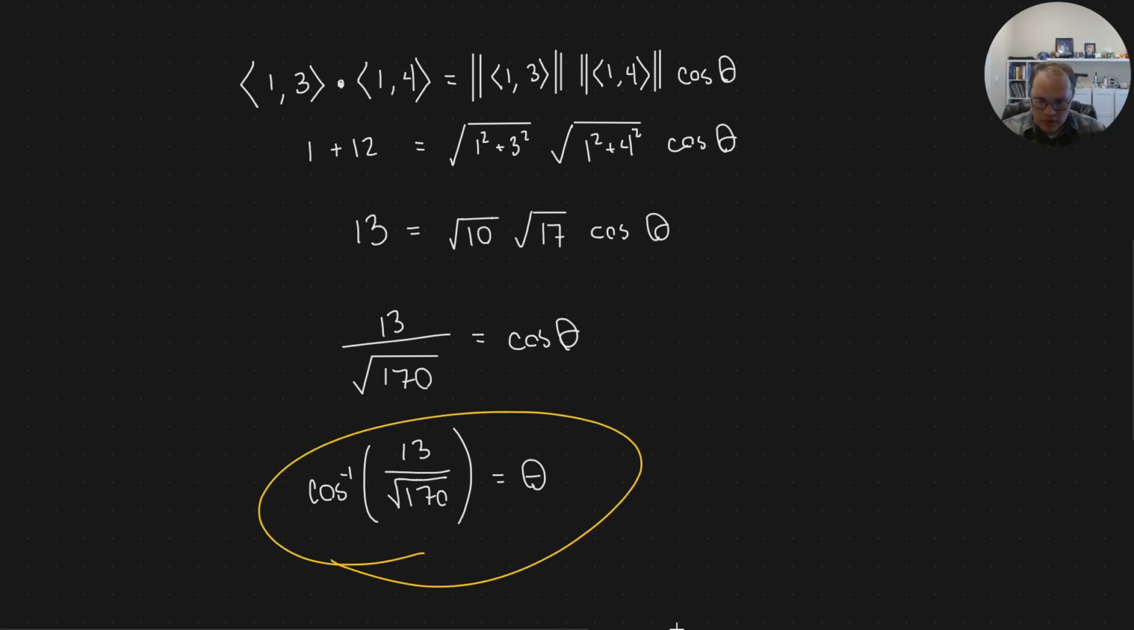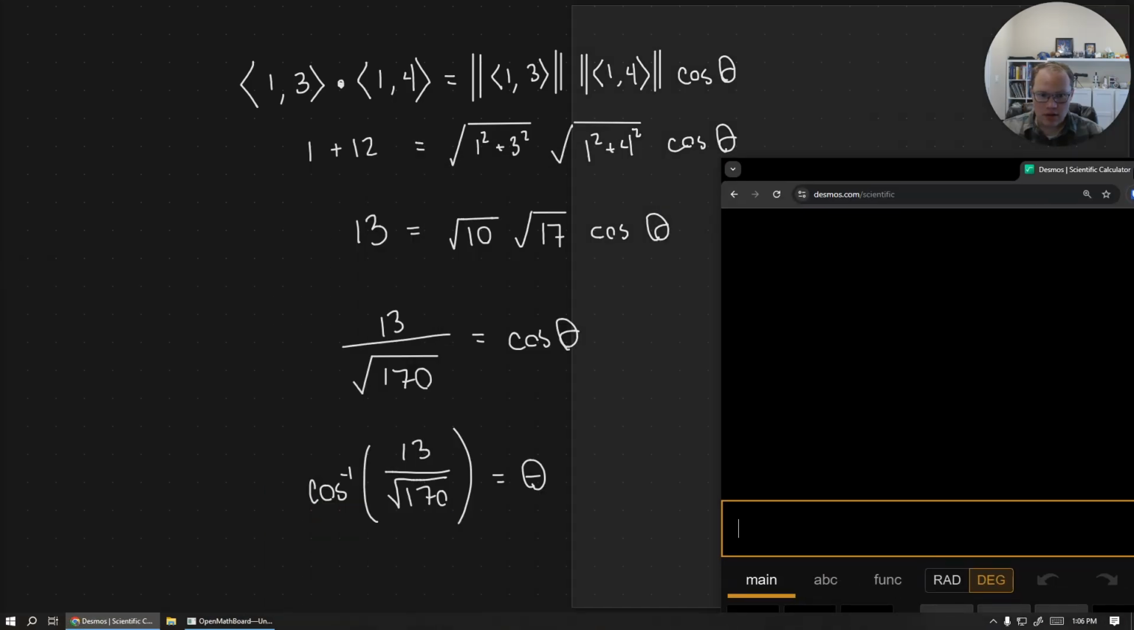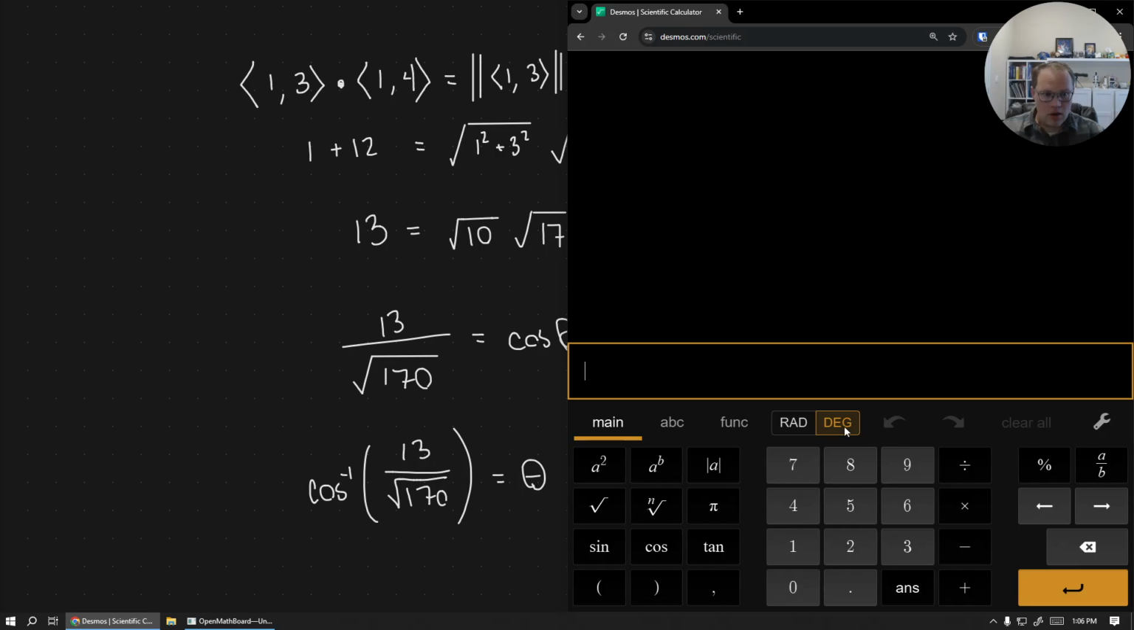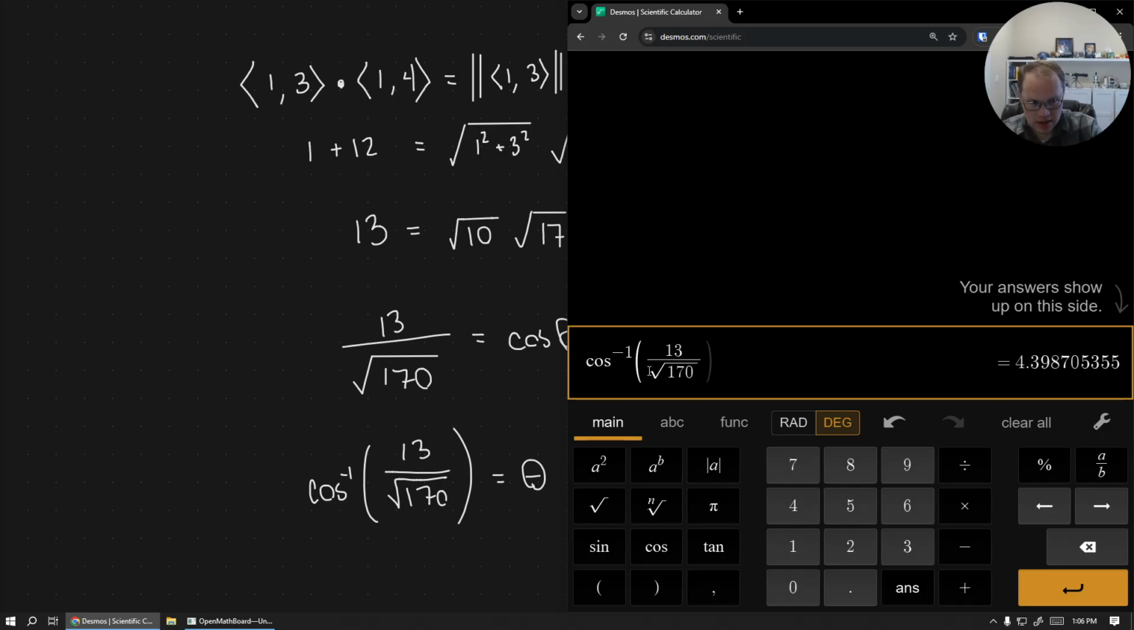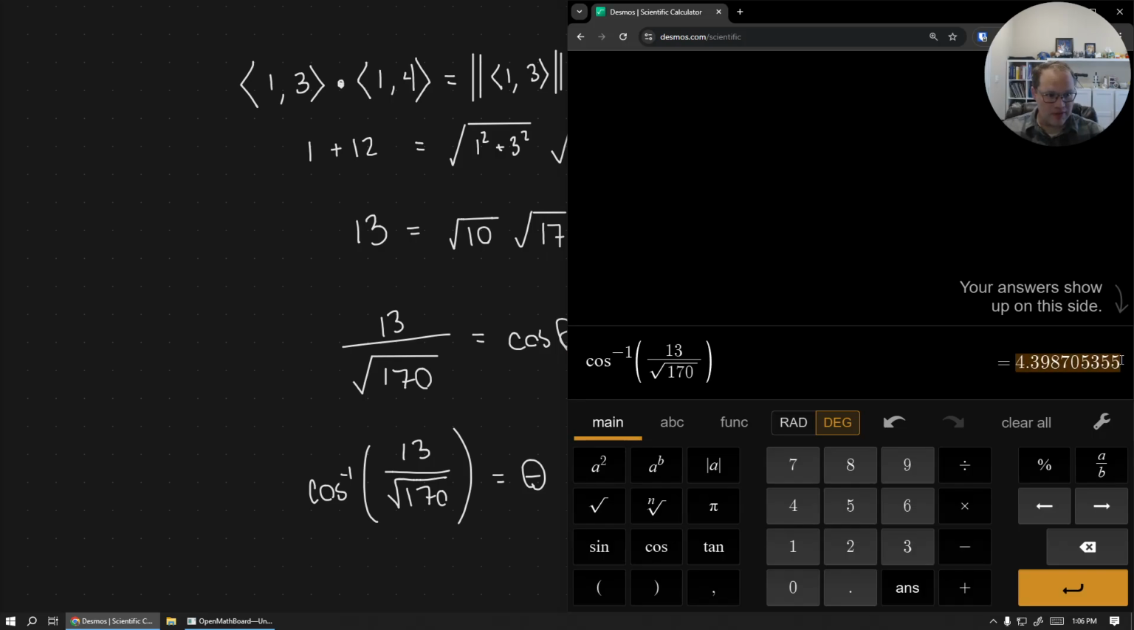Whew, okay, we're almost done. We just need to plug that thing into a calculator now. Pulling the calculator over. We're in degrees. We want to be in degrees. The instructions asked us for the acute angle in degrees. So let's find the arc cosine of 13 over the square root of 170 in degrees. Okay, and we get 4.3987 degrees. That is an acute angle. Remember, we want an acute angle, an angle less than 90. That is acute, which means we're done.